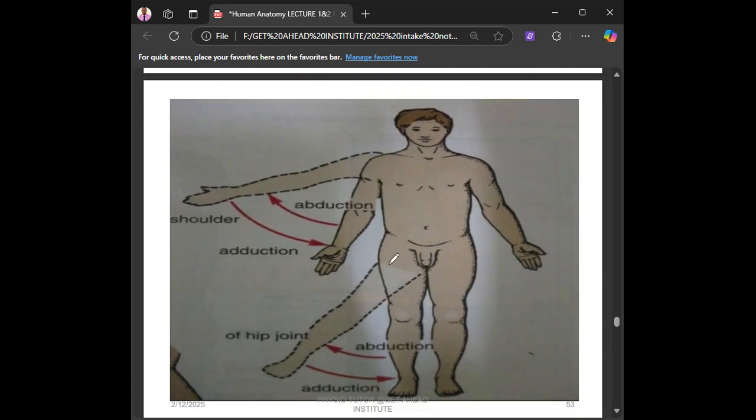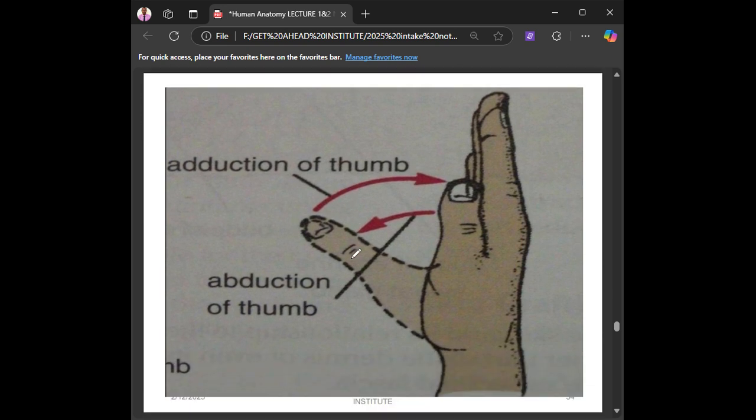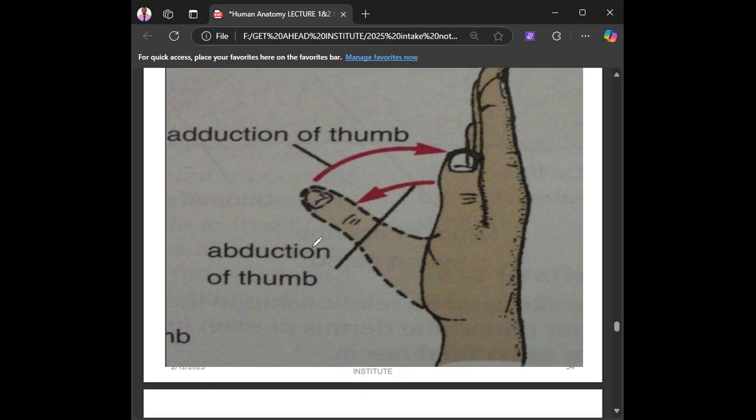So this slide is showing you the hip joint. Abduction of the hip joint is away from the midline, adduction of the hip joint is towards the midline. Then for the shoulder joint, abduction is away from the midline, adduction is towards the midline. Then this is also abduction of the thumb.